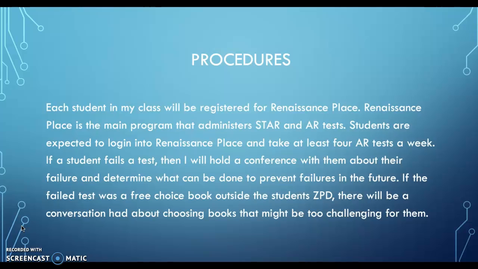Procedures. Each student in my class will be registered for Renaissance Place. Renaissance Place is the main program that administers STAR and AR tests. Students are expected to log into Renaissance Place and take at least 4 AR tests a week. If a student fails a test, then I will hold a conference with them about their failure and determine what can be done to prevent failures in the future. If the failed test was a free choice book outside the student's ZPD, there will be a conversation about choosing books that might be too challenging for them.